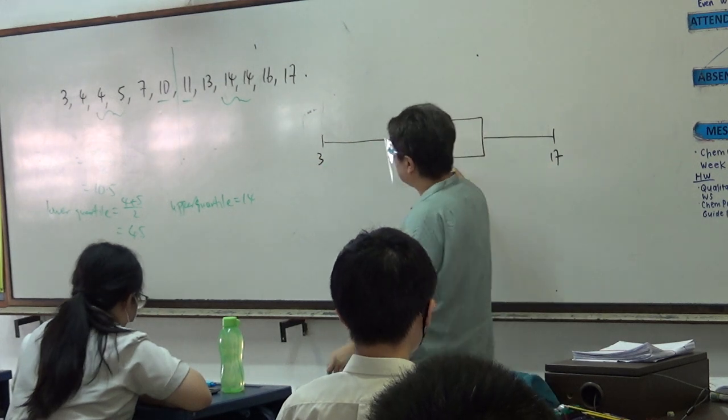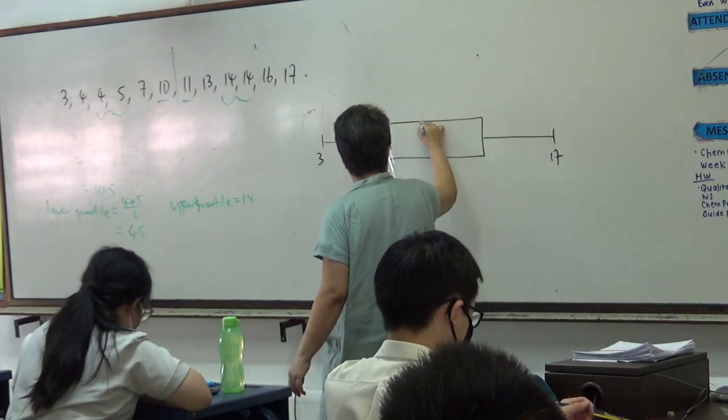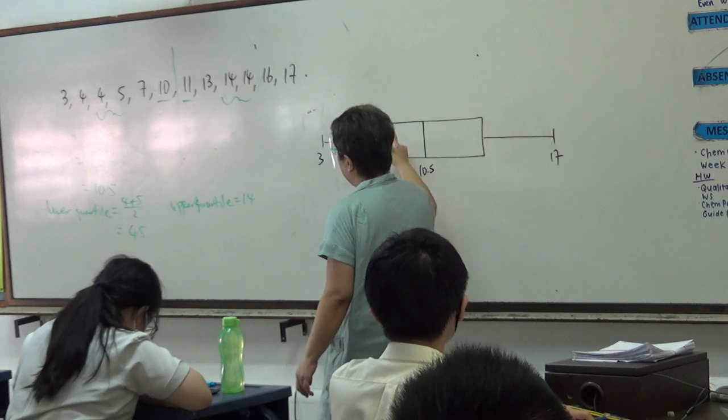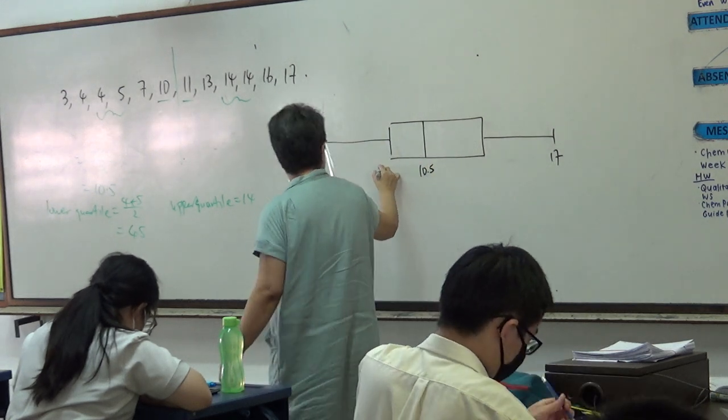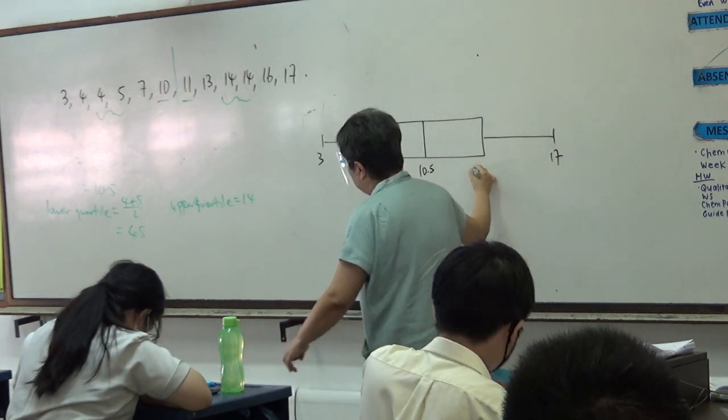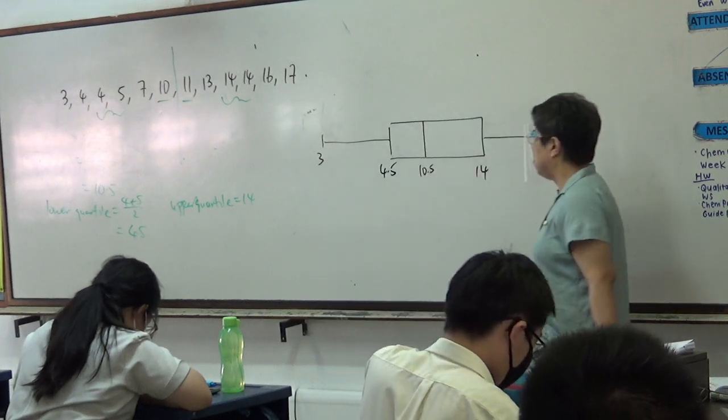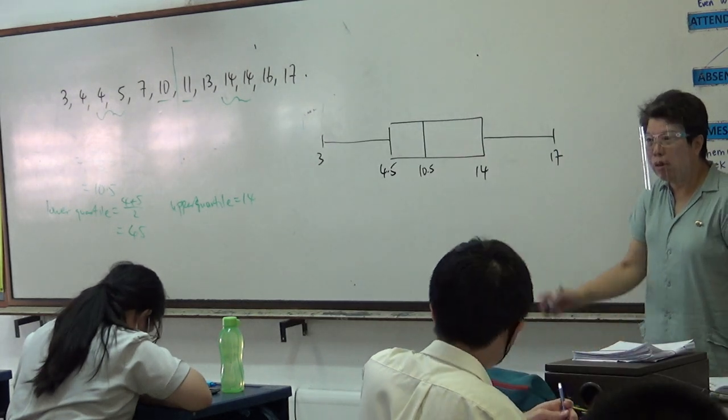Understand? Okay, so my median is actually 10.5, lower quartile 4.5, upper quartile is what? 14. We all agree. Okay, mine is not very great.